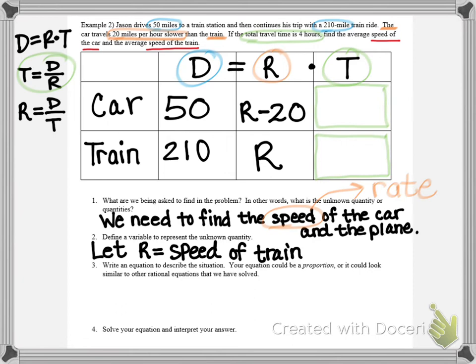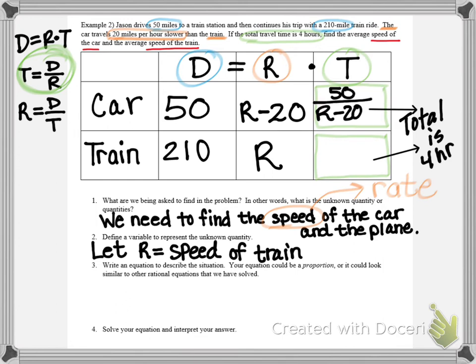So I need to figure out an expression to go in each one of these green boxes. And then I know that together, those two expressions will have a total of 4 hours. And then that's going to help me with number 3, where it says write an equation to describe my situation. But first I need some ratios for time. So I need the ratio of the distance divided by the rate. So for the car, the distance was 50 and divided by its rate of R minus 20. So that expression represents the car's time. And then for the train, the distance was 210 divided by R for the rate. So that expression represents the time of the train. And now I know that if I add those two expressions together, I get a total of 4 hours.